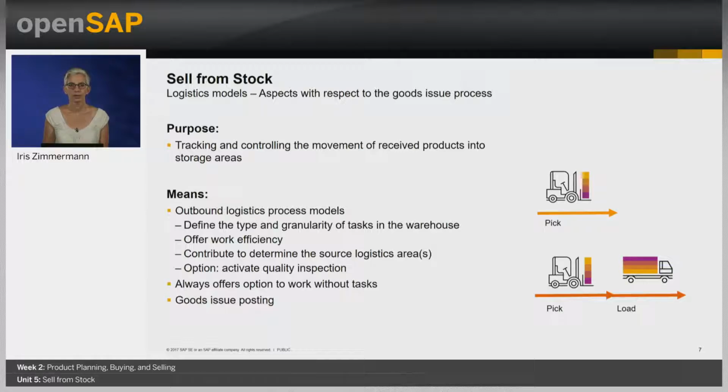The outbound logistics models can consist of one or two steps, respectively pick only or pick and load. In contrast to inbound, the logistic model contributes to determine, most importantly, the source logistic area where the products are picked from. With the release of the outbound delivery, the goods issue is posted. In the logistics model, you can control if the outbound delivery is automatically released.